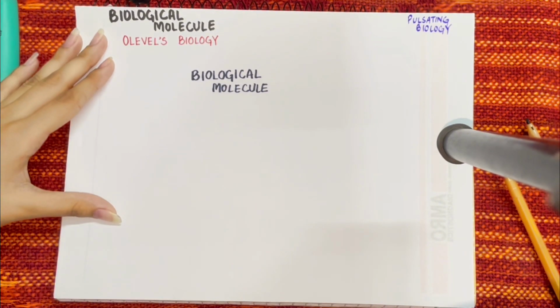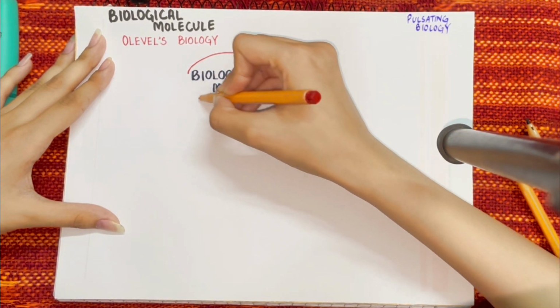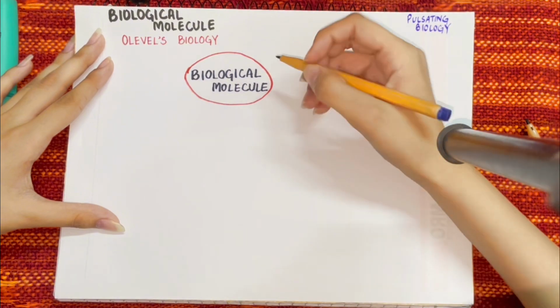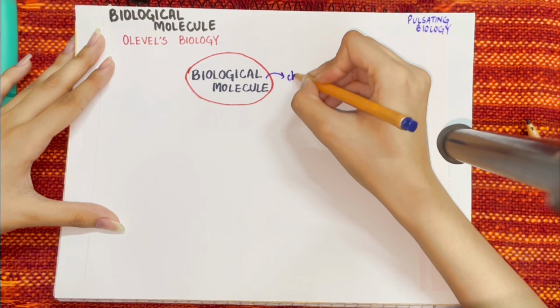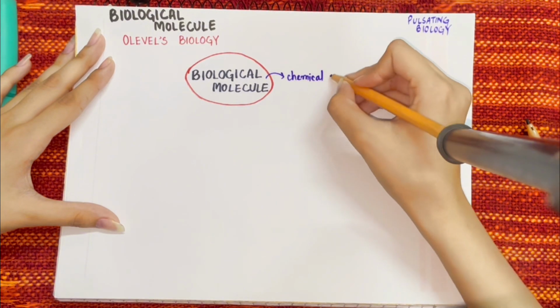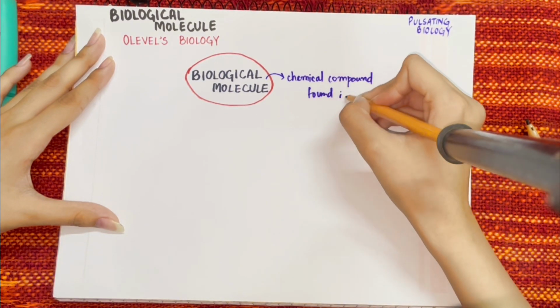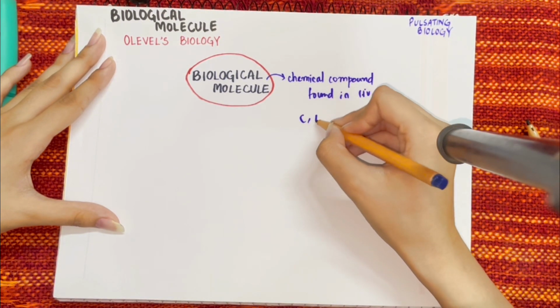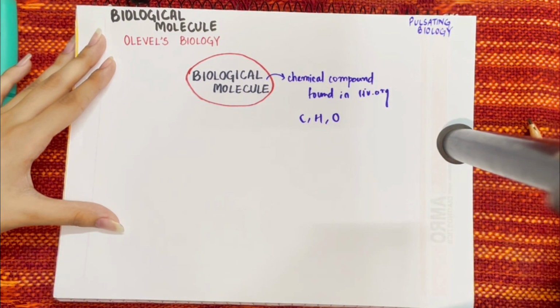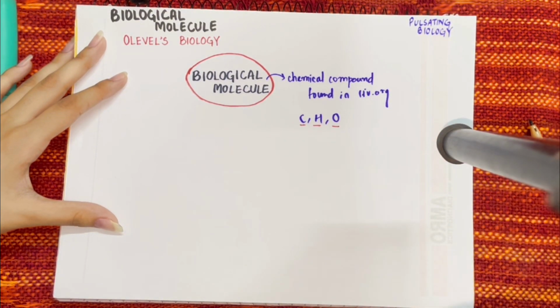Let's begin the chapter by understanding the name of the chapter, that is, what is meant by the term biological molecule. A biological molecule is any chemical compound that is found in living organisms, such as carbon, hydrogen, and oxygen. You must be well aware of carbon, hydrogen, and oxygen. These are very common elements that we are very familiar with.